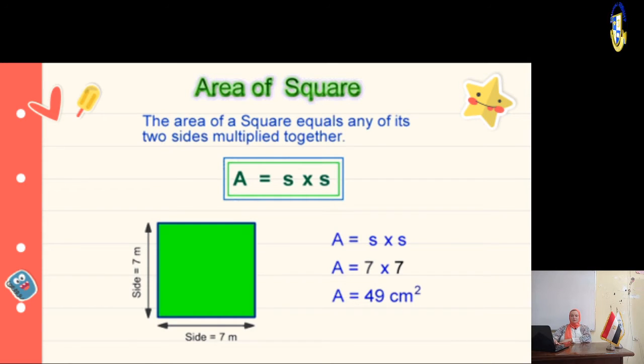But for the area of the rectangle, we are going to do length times width because it has 2 different sides. Okay, so we are going to do length times width. So here we are going to do 8 times 4.